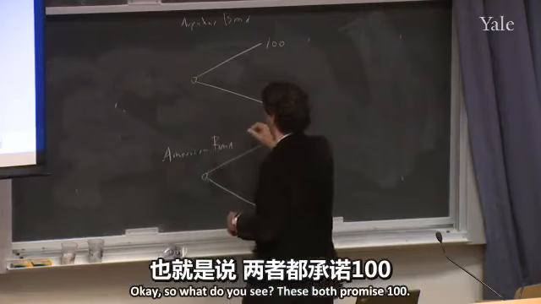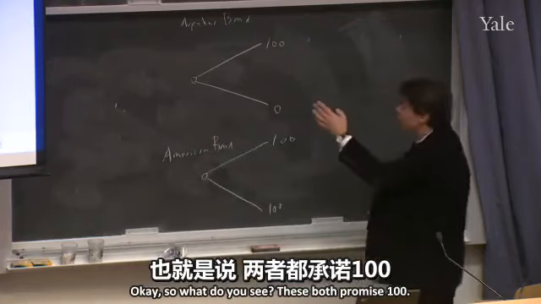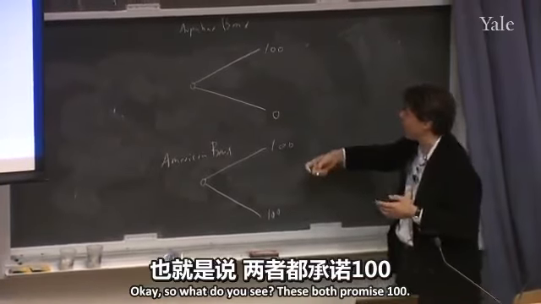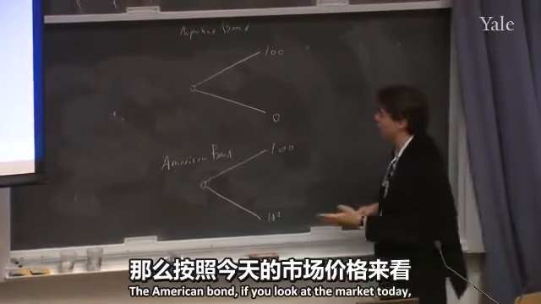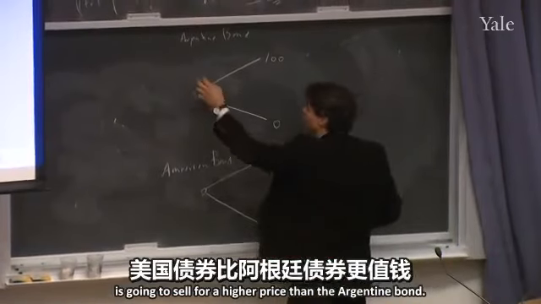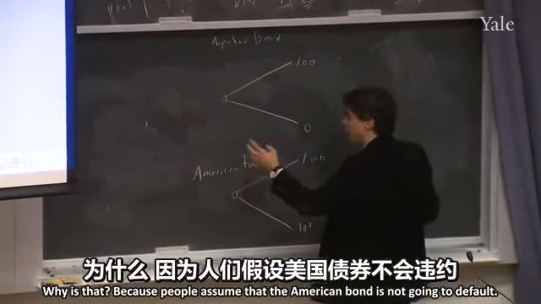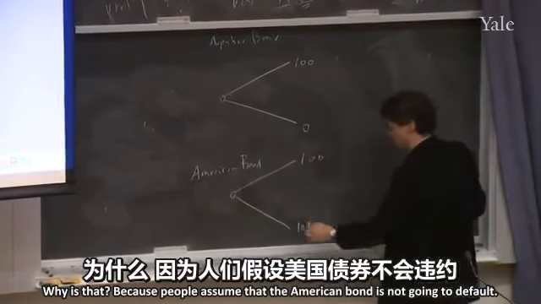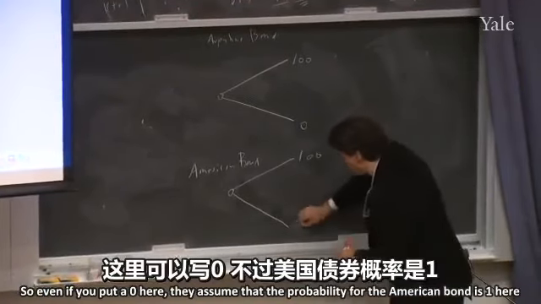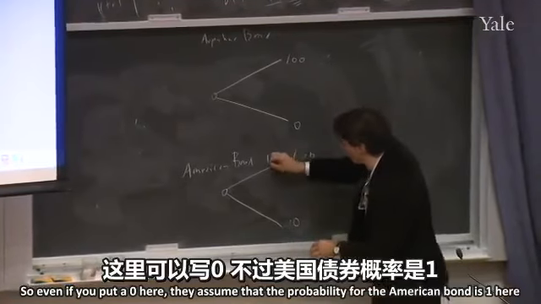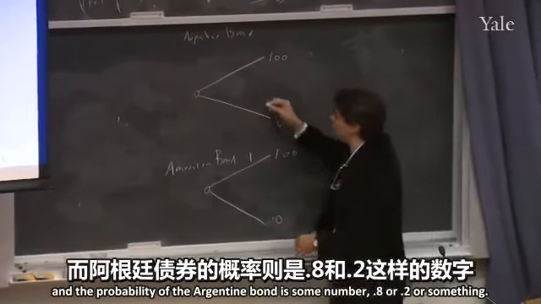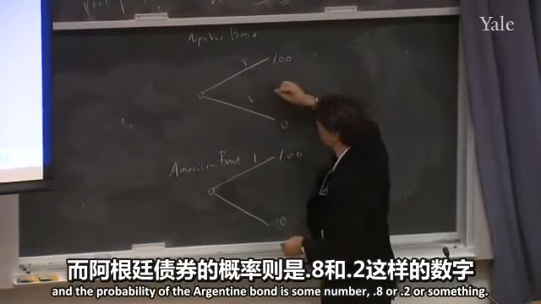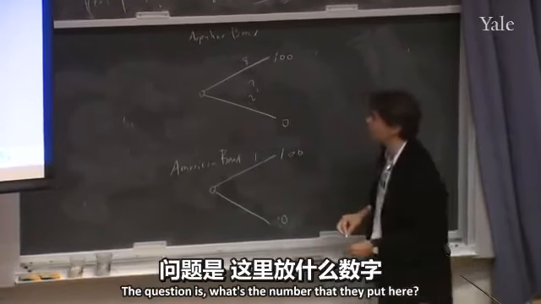Okay, so why might the, what do you see? If you look at American bonds, these both promise 100. The American bond, if you look at the market today, is going to sell for a higher price than the Argentine bond. Why is that? Because people assume that the American bond is not going to default. So even if you put a 0 here, they assume that the probability for the American bond is 1 here, and the probability for the Argentine bond is some number, 0.8 or 0.2 or something. The question is, what's the number that they put there?